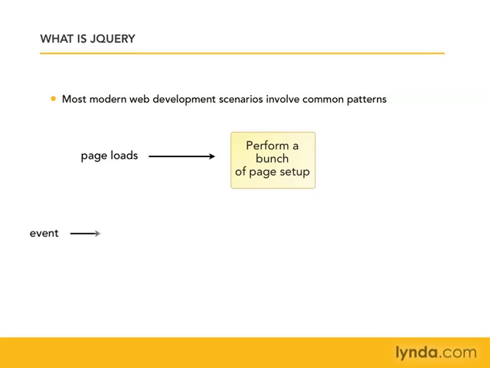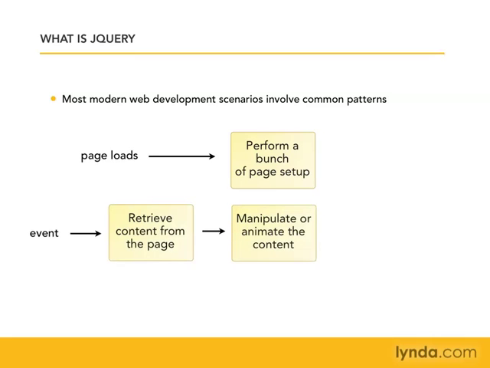The second scenario that pops up a lot looks something like this. There's an event that happens in the browser. The user clicks on something, or they type a key, or they move the mouse over something, and that sets off a reaction, something along the lines of, you retrieve the content from the page, and then you do some kind of manipulation on it. Maybe you animate it somehow, and then you put the content back in the page.